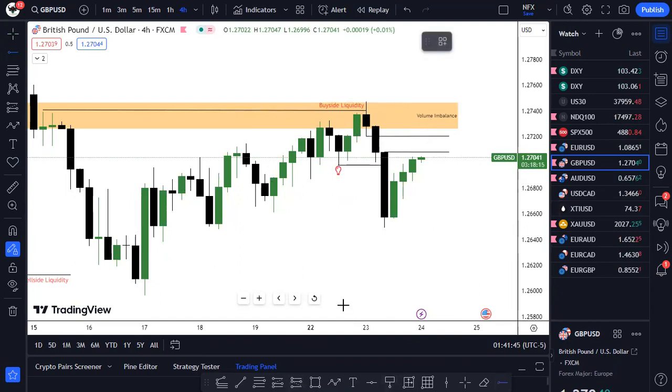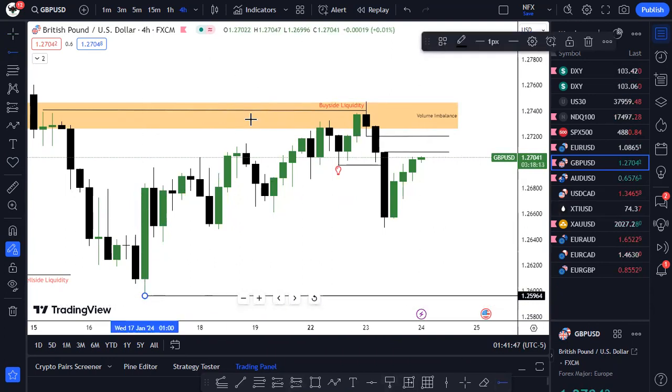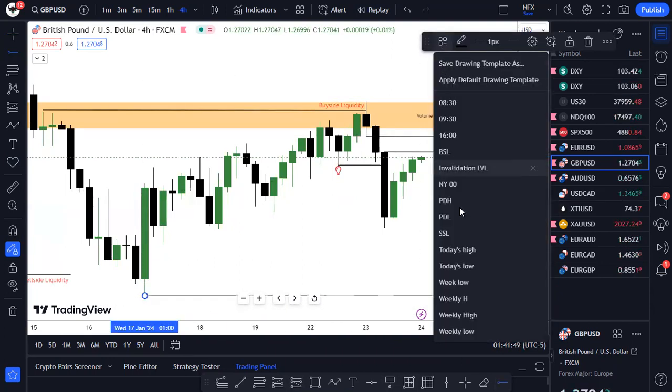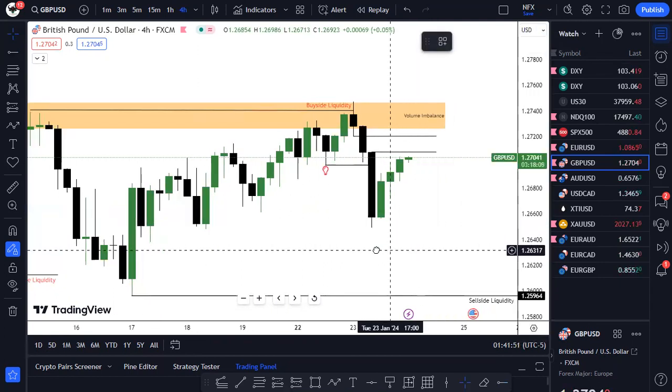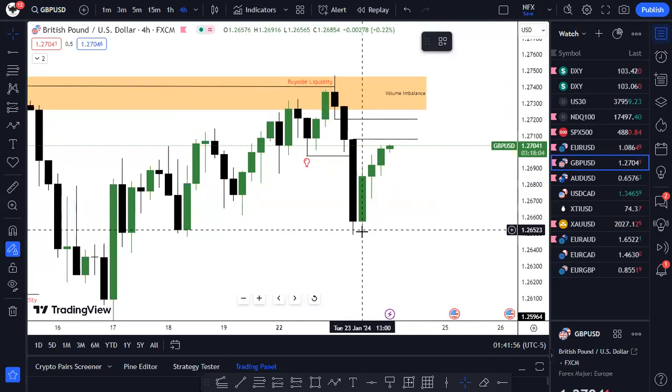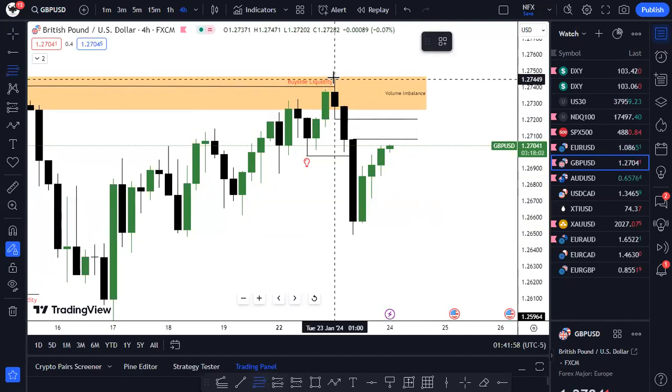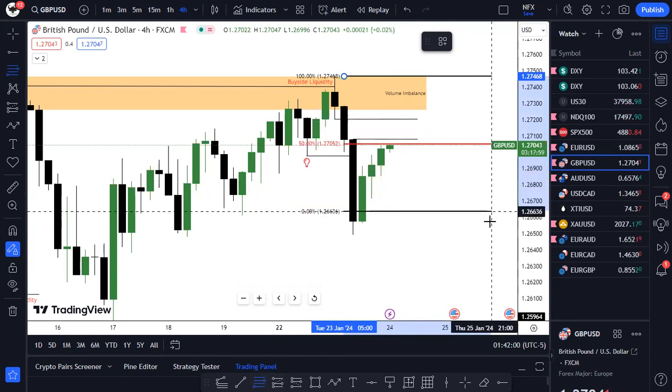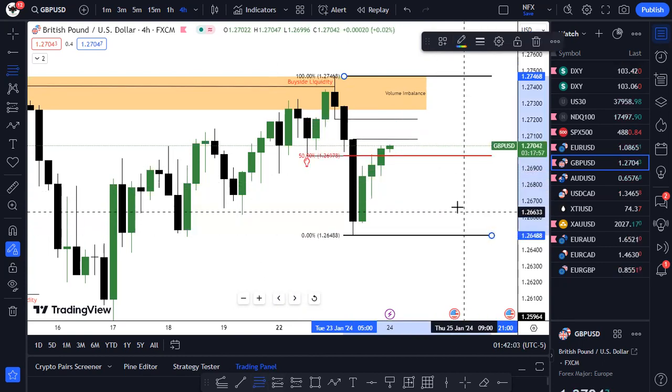If this is going to be the case, we have this low here, which we can use as our next draw on liquidity. I'm going to mark this low as our sell side liquidity. So now, where is our daily range? We have this high up there and this low, so I can mark this because I'm bearish. I want to go short at premium price.